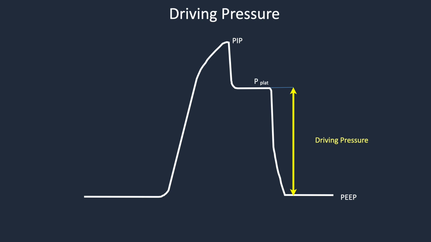PEEP, or positive end expiratory pressure, is the final pressure delivered at the end of expiration. The difference between the P-plat and PEEP is called delta P, or difference in pressure, or driving pressure.